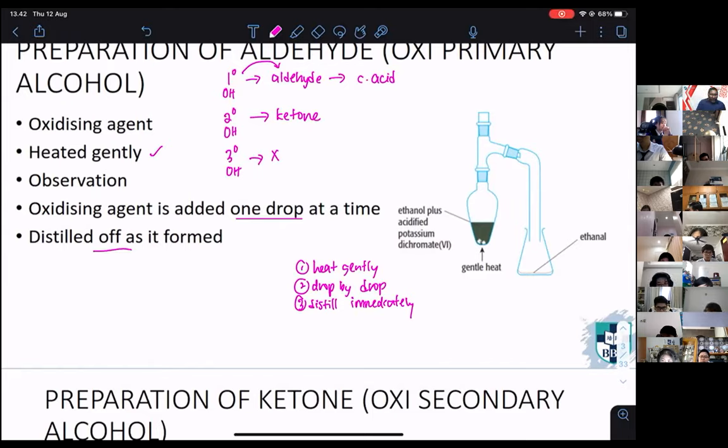But obviously, when we look into observation, the observation is still going to be the same. So maybe I'll ask some of you. Acidified potassium manganate, acidified potassium dichromate. What is going to be the color change if it is a positive reaction? Po Yiwen, can you tell us what is going to be the color change?